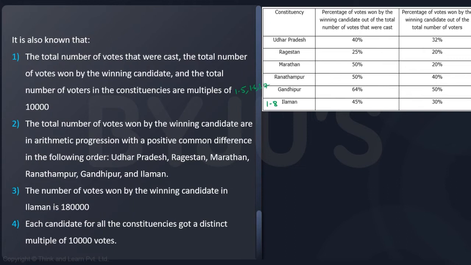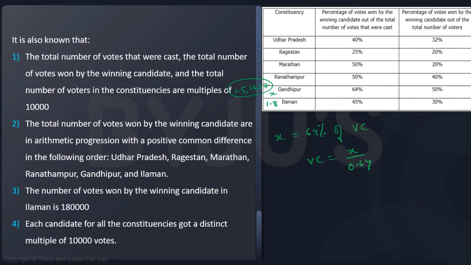For that we have to use the information given to us in the table. Each candidate for all the constituencies got a distinct multiple of 10,000 votes. So again, everything is a multiple of 10,000. That's the thing about the question. Here, if the Gandhipur person got X, we don't know what X is, but one of these three is X. Then the percentage of votes won by the winning candidate out of the total votes cast is 64%, so votes cast should be X by 0.64.